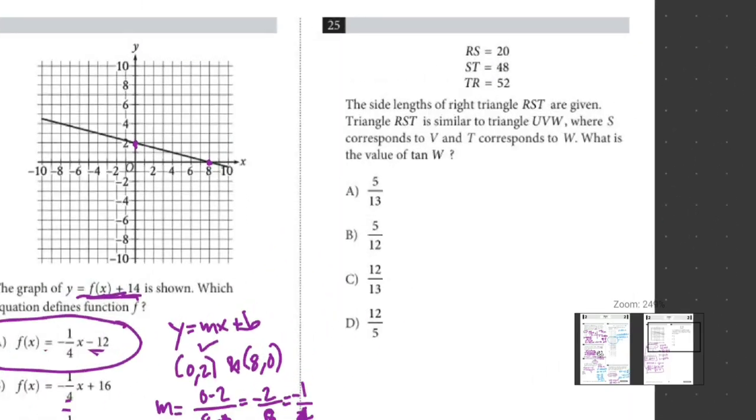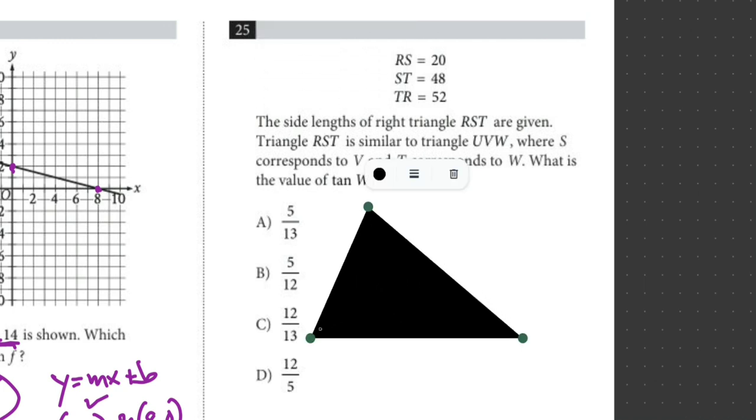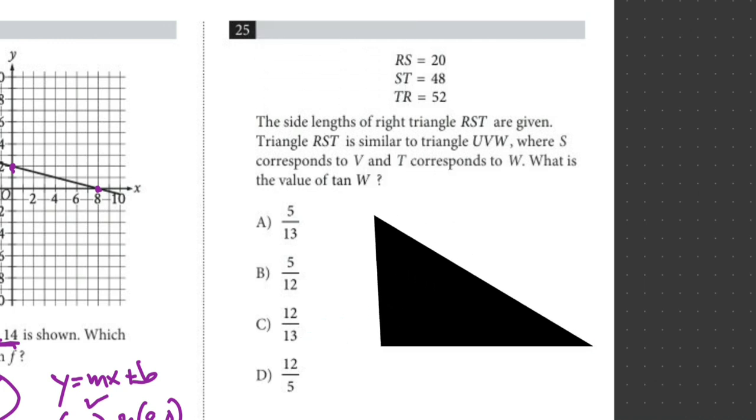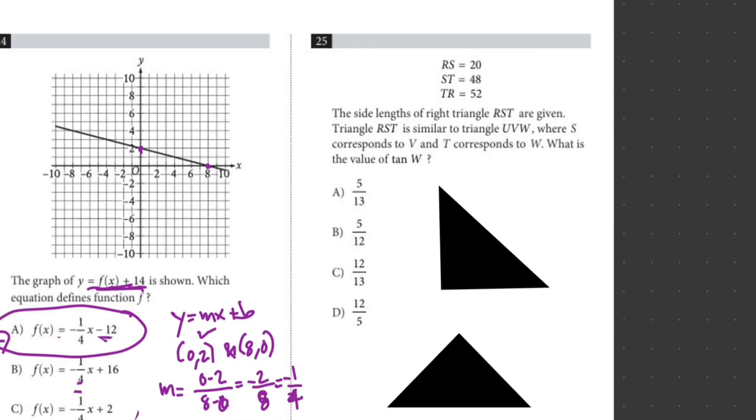Then for 25, the side lengths of a right triangle RST are given. Okay, let's say this is the triangle. Triangle RST is similar to UVW, where S corresponds to V.